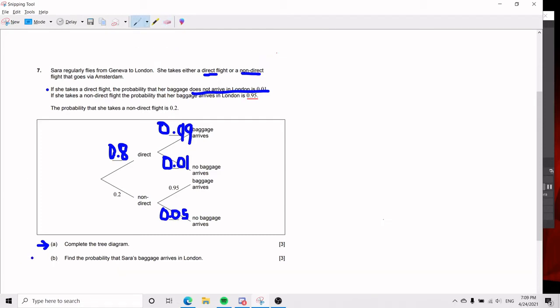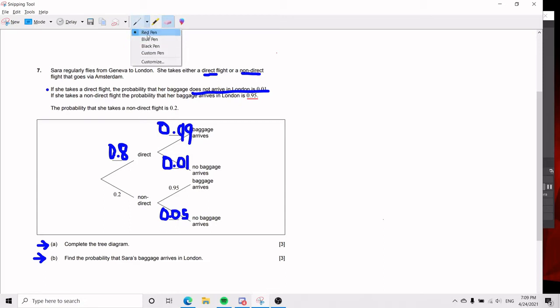And now moving on to part B, we need to find the probability that Sarah's baggage arrives in London. Very common mistakes here would be doing stuff like just leaving this as an answer, or maybe adding this one and this one, or variations of that. What you're actually supposed to do is that we need to find the two scenarios where her baggage arrives in London, right?